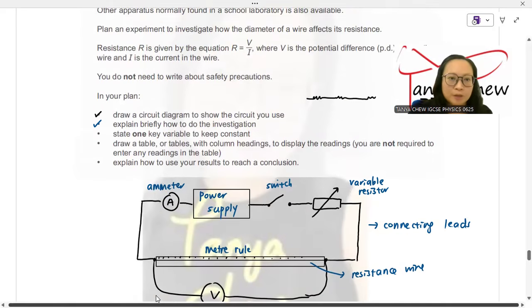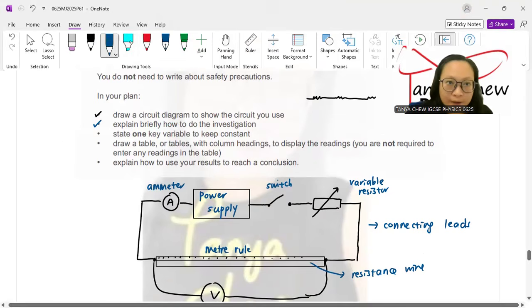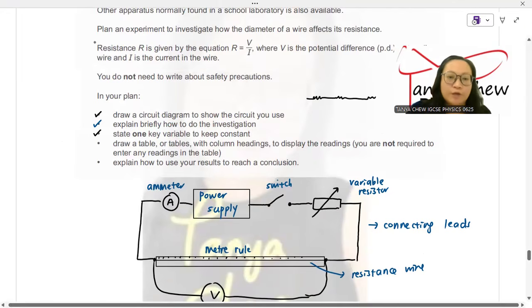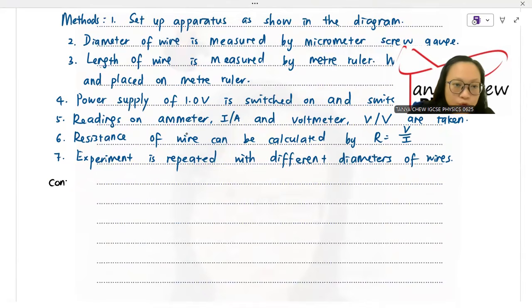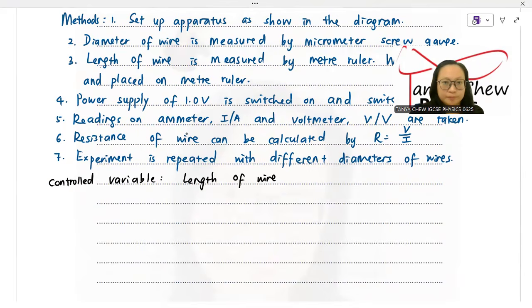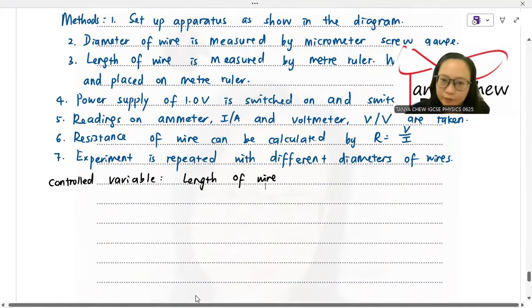Now, move on. Step one, singular. One key variable to keep constant. So I call this the controlled variable. My controlled variable, I will put as length, because the length of the wire I make sure is 100 cm. Or you can say the type of the wire. If you use constant wire, you make sure you stick to constant wire until the end of the experiment. Yeah, I'm going to write it down.